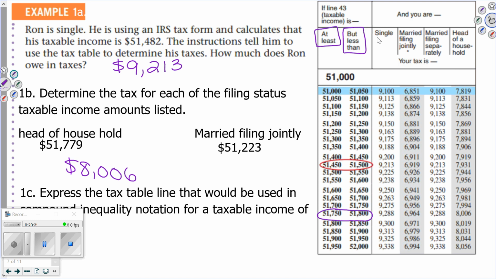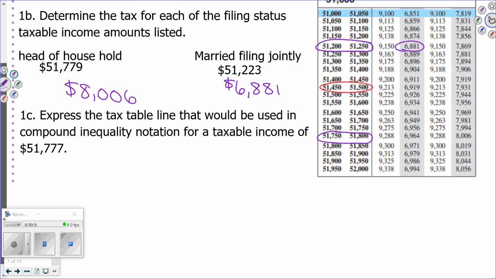Thank you. All right, married filing jointly. So again, we've got to figure out where this is. 51,223 is going to fall in here. And if I'm married filing jointly, which column is that? Good. How are we doing so far? See, tax tables aren't too bad.